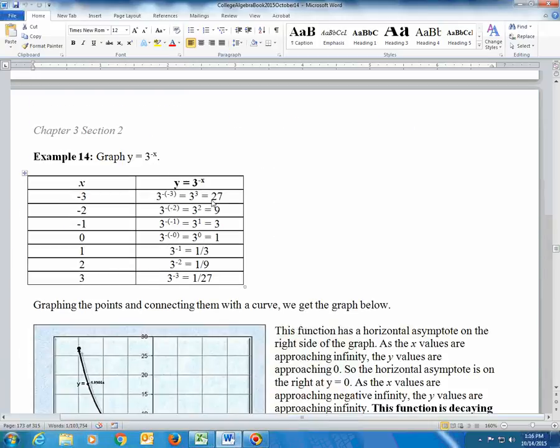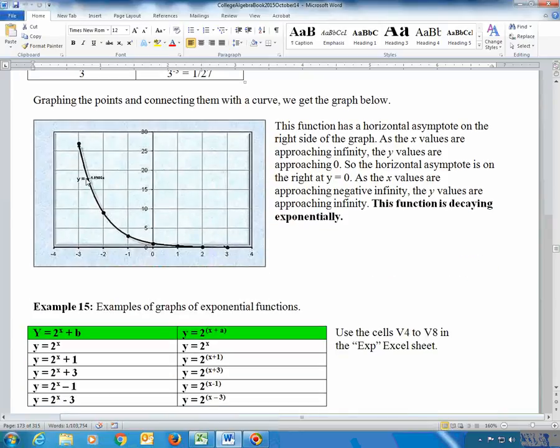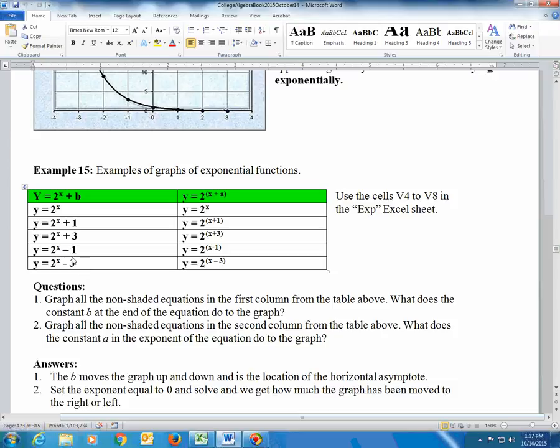3 to the -x, this is a negative right here, so this is going to be exponential decay. Or you can put in the values and see what you get. Like for example, when you put -3 in here for x, the negative of -3 is 3, and 3 to the 3rd is 27. And when you plot these points, you get the exponential decay. So the function is decaying. The limit as x approaches infinity would be 0 on that. So in general, here's what these things do.